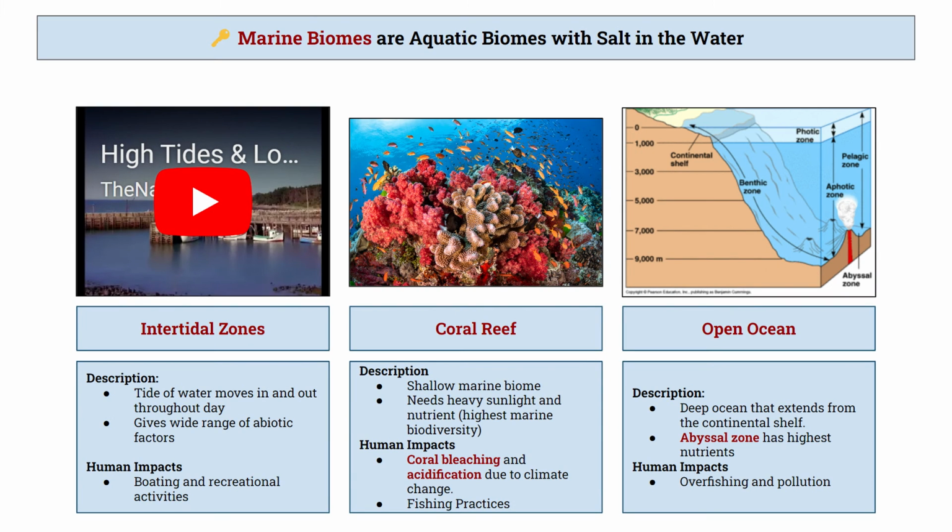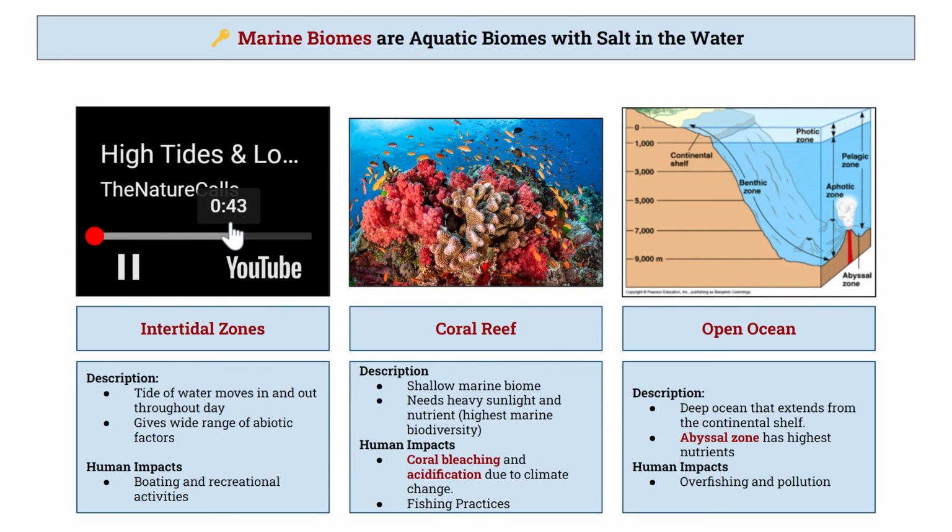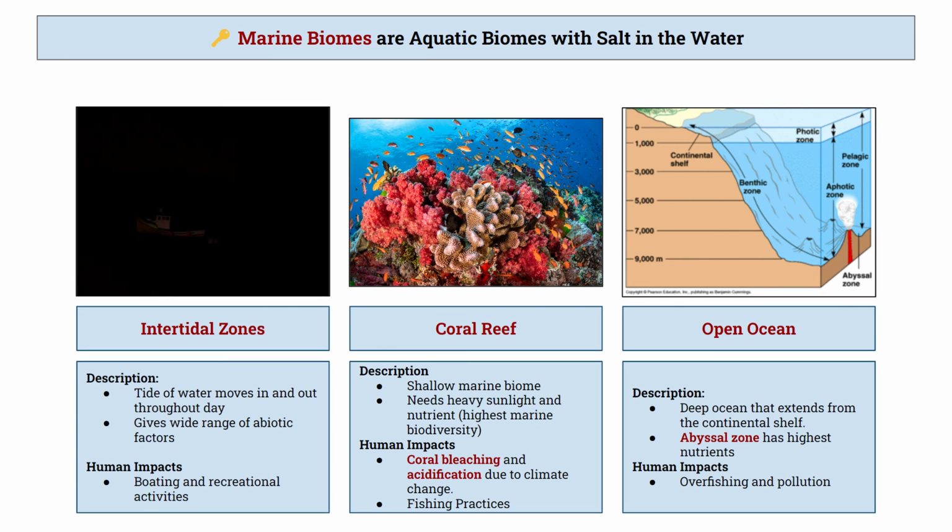Next, we have marine biomes. These are aquatic biomes that have a significant amount of salt in them. And I'm going to play this video here on the side, so hopefully it'll show up. But the first one we're going to talk about is intertidal zones.